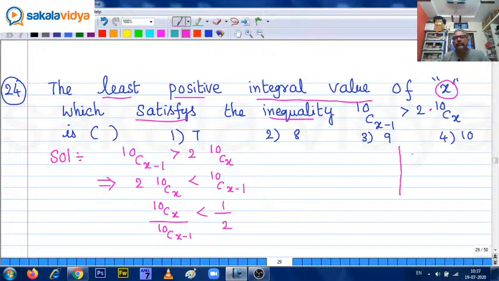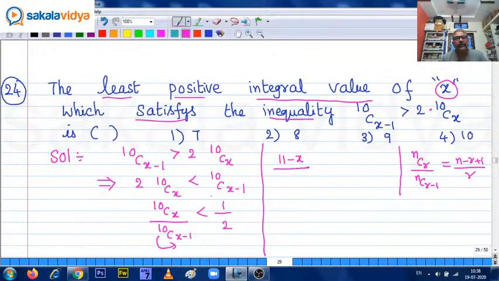So we have one important formula: NCR upon NC(R minus 1) is (n minus r plus 1) upon r. So using this condition, 10 minus x plus 1, we can write 11 minus x upon x is less than 1 upon 2. Sorry, less than, not equal. 22 minus 2x less than x. 22 less than 3x. So x will be greater than 22 by 3.